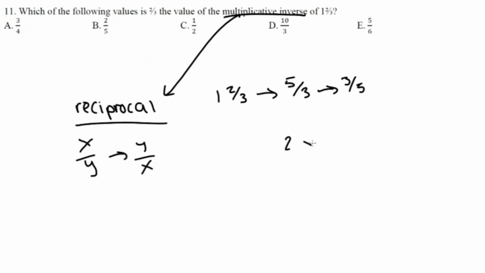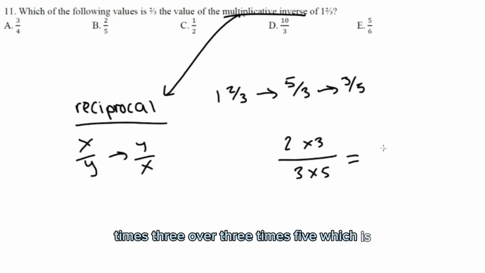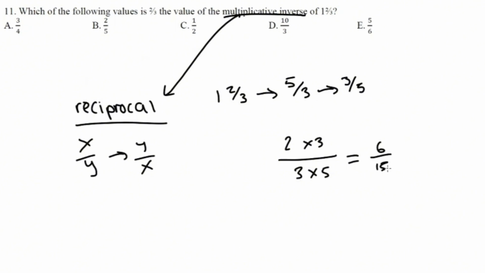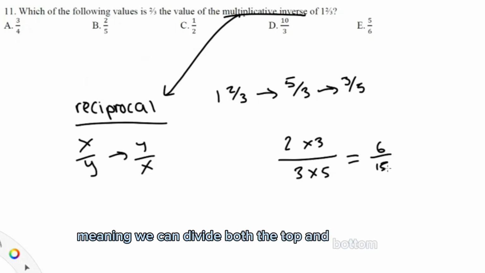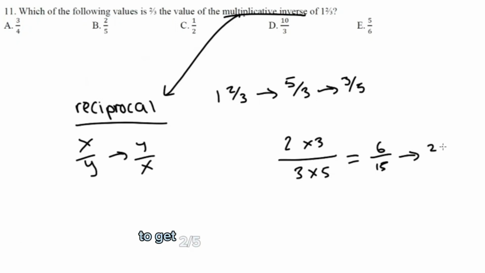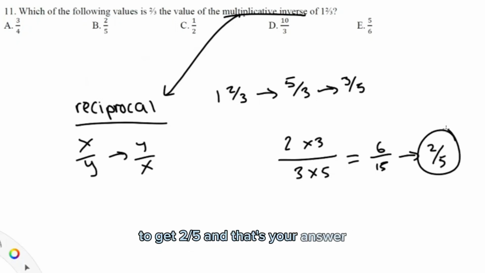So that's 2 times 3 over 3 times 5, which is 6 over 15. Now 6 and 15 are both multiples of 3, meaning we can divide both the top and bottom by 3 to get 2/5, and that's your answer.